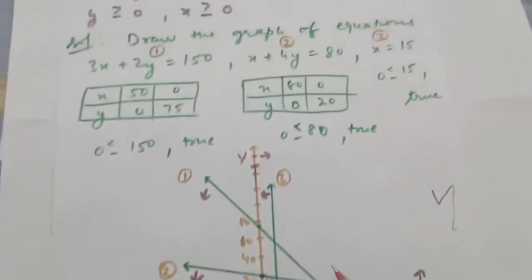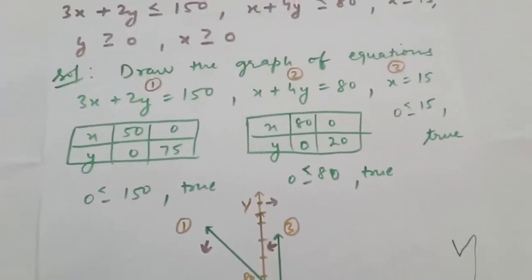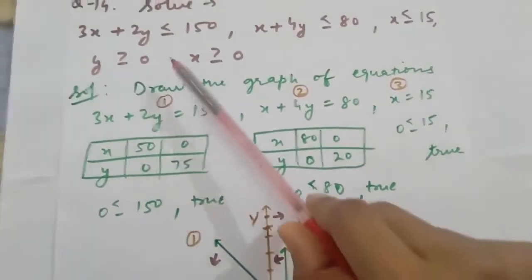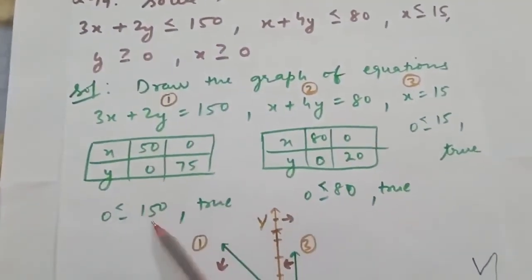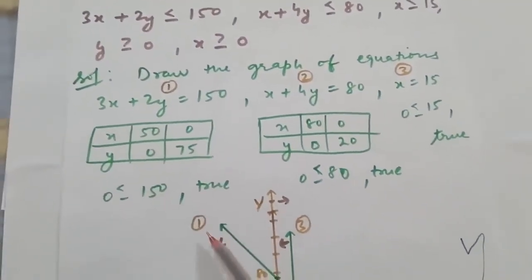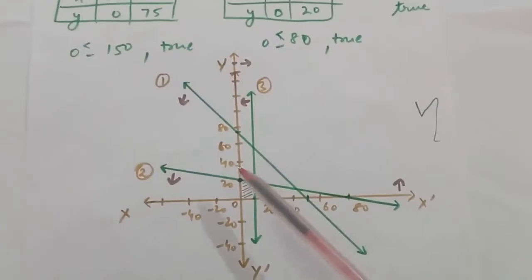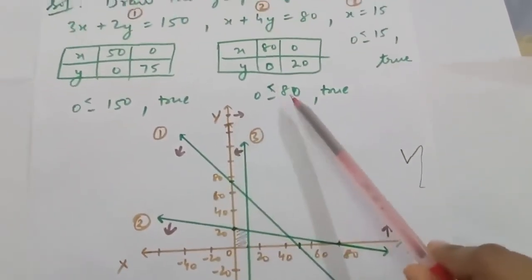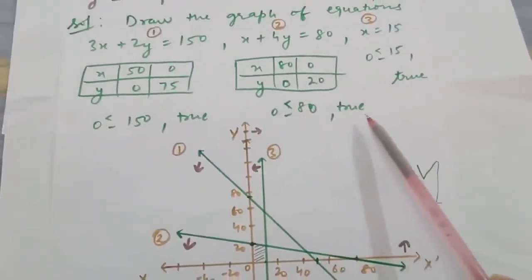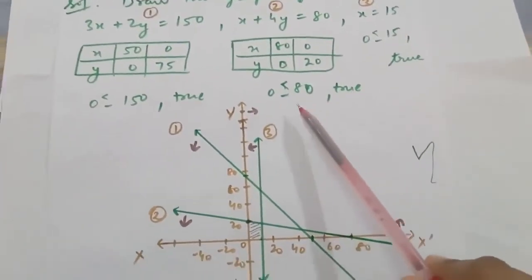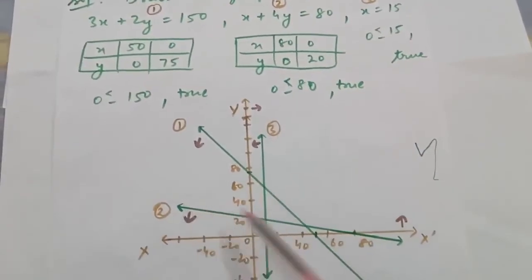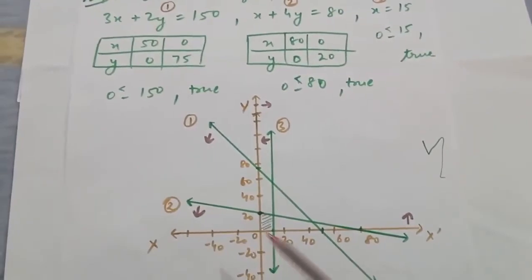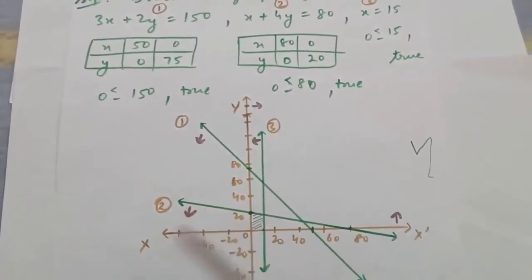Okay. Now we will check the solutions of these inequalities. So for first, 0 equal to less than 150 is true. So the solution of 1 will be towards the origin. Origin is this side, so solution will be on this side. For second, we can see for second equation we are getting origin test as true. So the solution of second inequality will be also towards the origin, right? So draw an arrow like this.